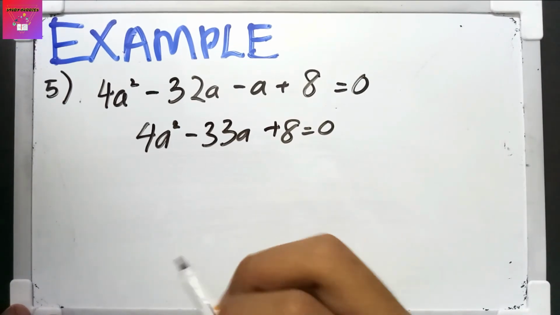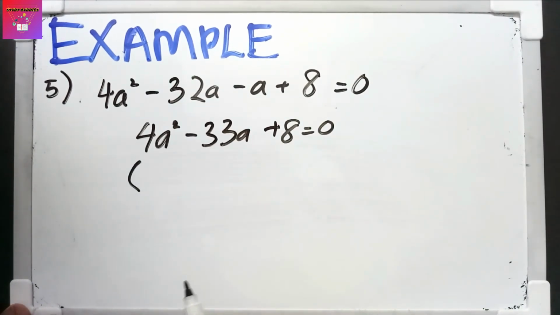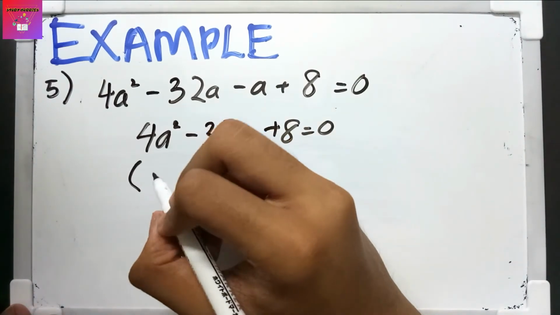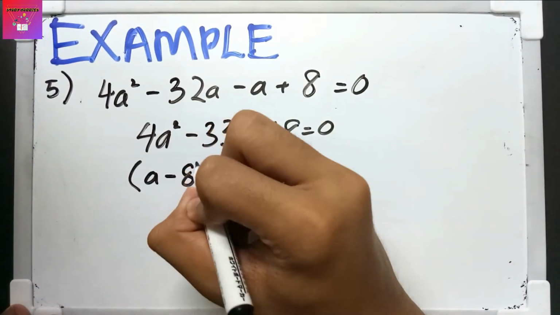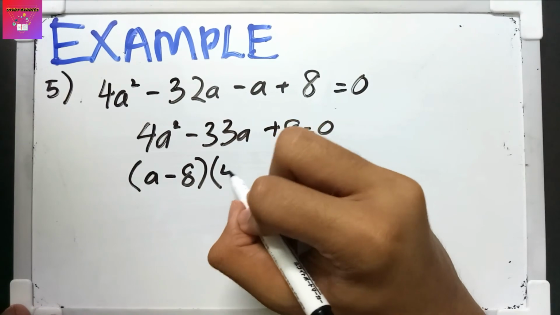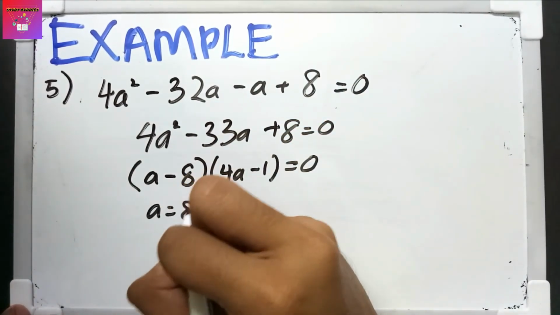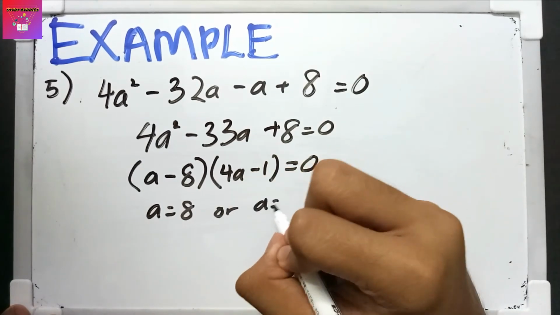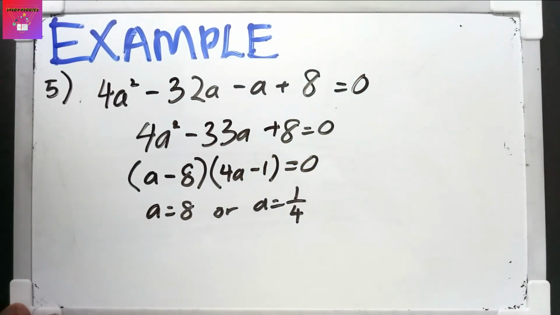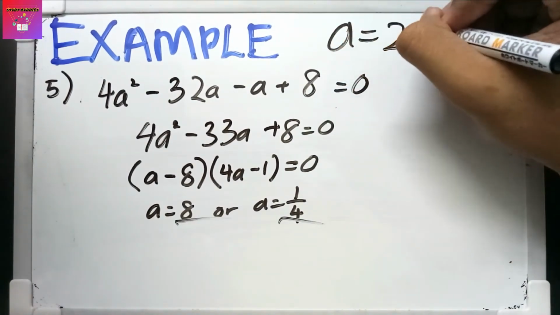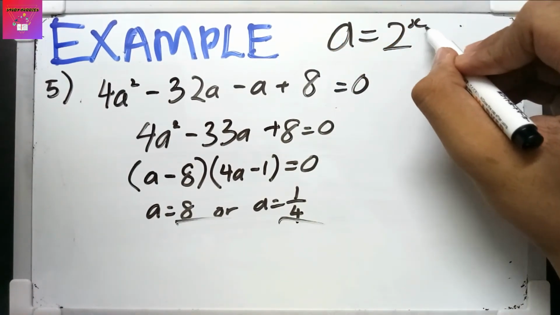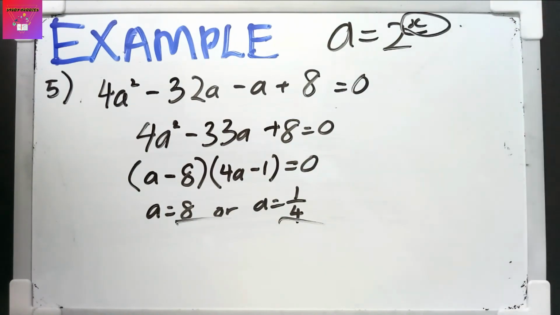How do you solve quadratic equations? You can use your calculator, or if you use the manual method, you're still going to get an answer something like a minus 8 times 4a minus 1 equals 0, where a equals 8 or a equals 1 over 4. Many would get confused and think, okay, this is the answer, and they would just leave the paper blank. But actually, you have to remember that a equals 2 to the power of x. The purpose of this question is to find the value of x.